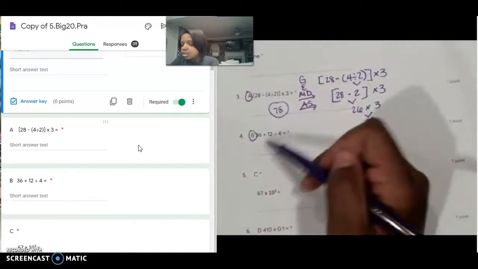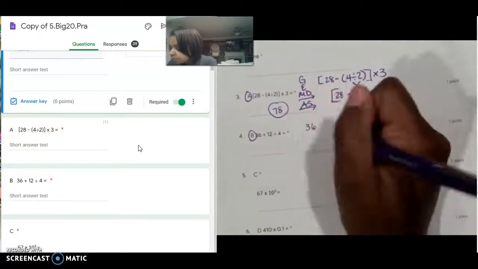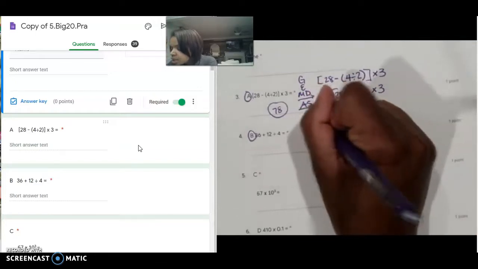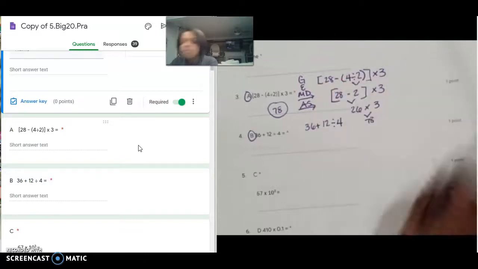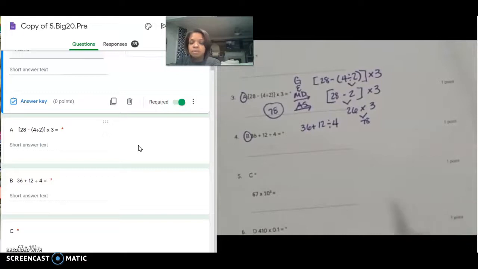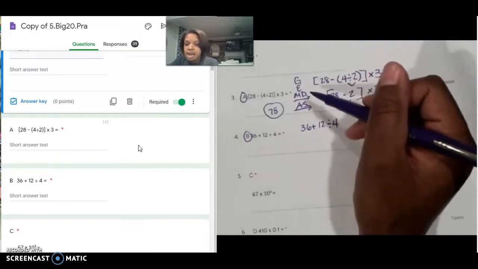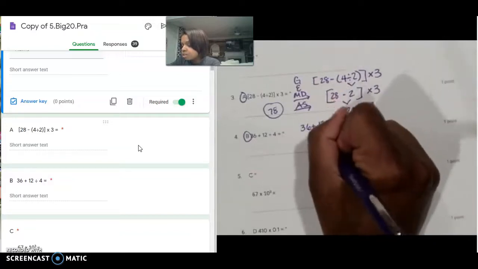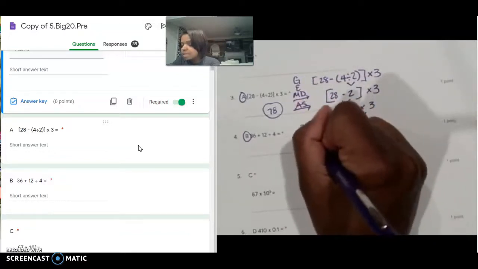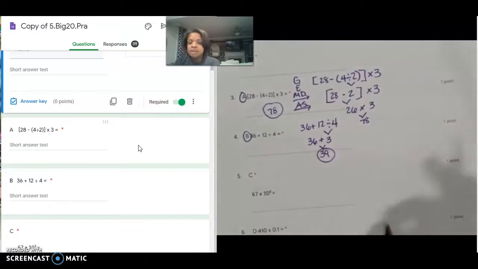For letter B, it is also an order of operations, so I'm going to use that same GEMDAS. And I have 36 plus the product of 12 and 4. Not product, but quotient of 12 and 4. Okay, so the first thing I'm going to do is follow my order of operations. I have no groupings, I have no exponents, but do I have multiplication or division? Yes, I do. I have division, so I'm going to solve that first. And now I'm going to add that to 36, and that gives me a sum of 39. So my final answer for letter B is 39.